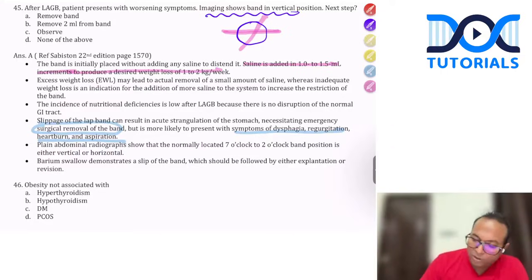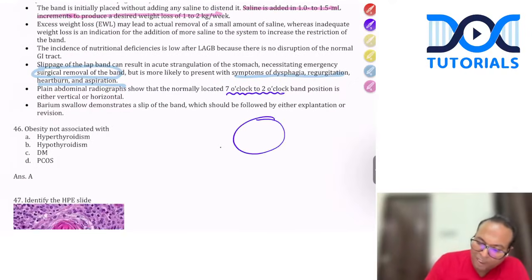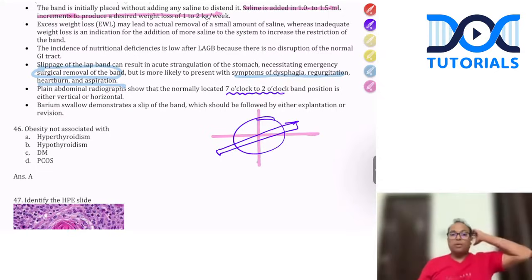So a plain radiograph will show you the band, normally located at 7 o'clock to 2 o'clock. So the band will be located like this. This will be the normal location. If it becomes horizontal or vertical, what does it mean? The band is displaced. We have to remove it, so we have to surgically remove the band.